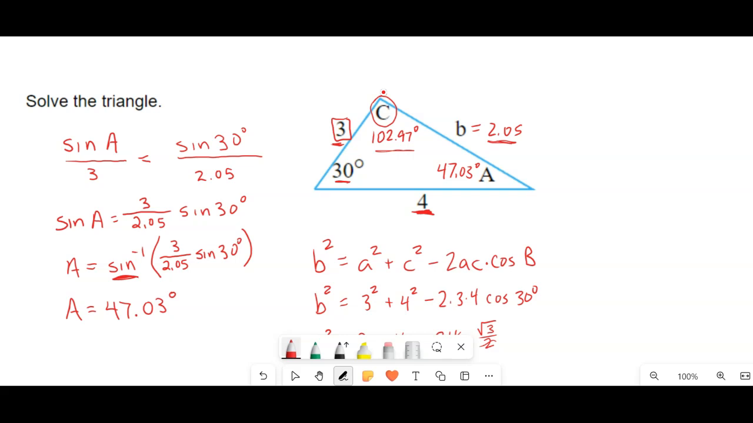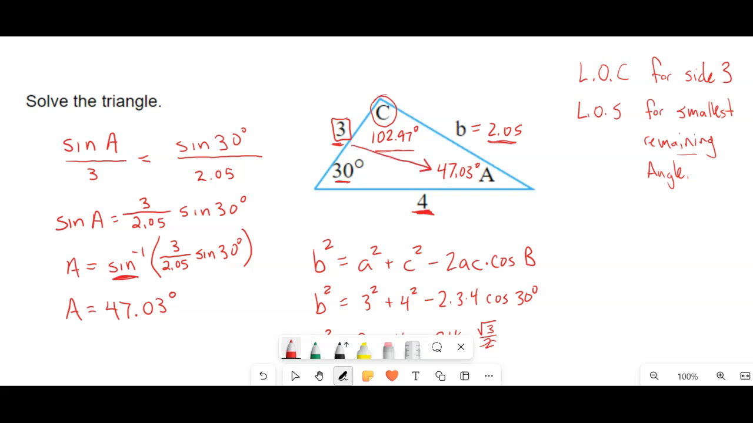So make sure that when you do this, you do the law of cosines for side b, the law of sines for the smallest remaining angle, and the smallest remaining angle is going to be the angle that is opposite the smallest remaining side. So we found this one. That was the smallest side. So this is the smallest remaining side. This was the largest. And then the 180 degree rule for the last angle. That way you'll avoid the law of sines on the largest angle, which cannot find an obtuse angle.